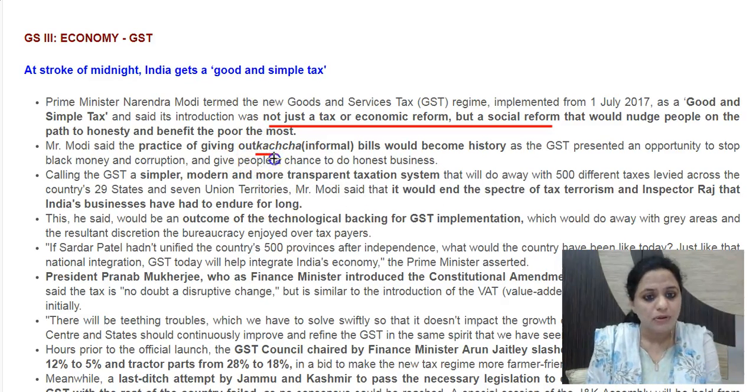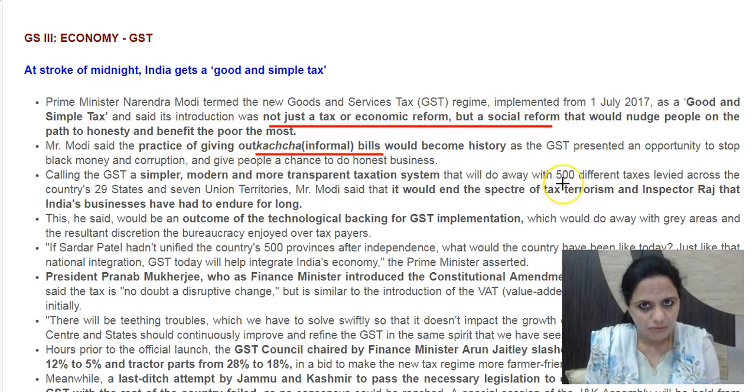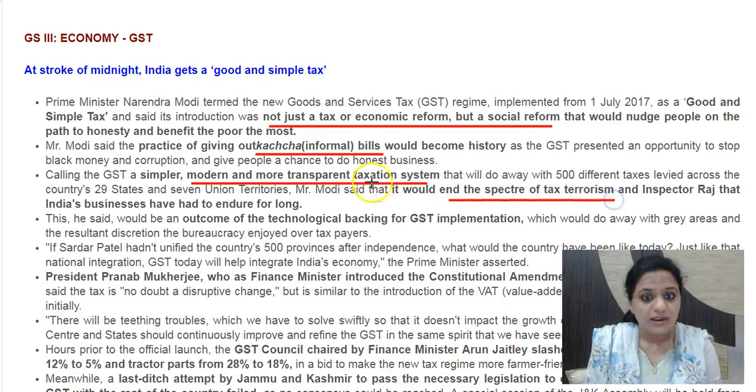He says there will be no kacha informal bills given anymore, as such is what is expected. It is going to bring in a modern, simple and more transparent taxation system in the country. It would end tax terrorism. So you can see there are so many points which you are getting here for writing an answer also.